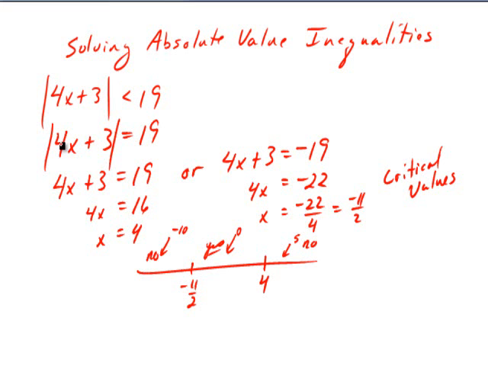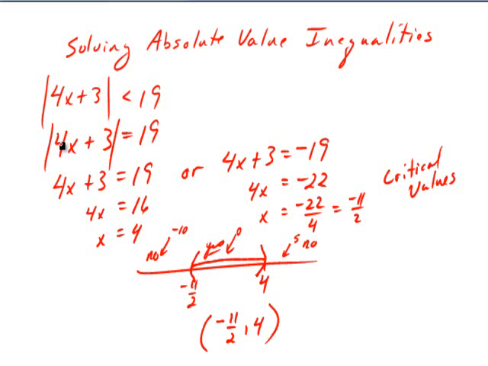Also, looking at the inequality symbol, it's strictly less than, not equal to, so I will not include the negative 11 halves and the 4 as part of my solution, but I will shade between. In interval notation then, my answer would be negative 11 halves to 4, not including the negative 11 halves and not including the 4. If you try the values of 4 and negative 11 halves back in your original problem, you will find that those values make it equal to 19.